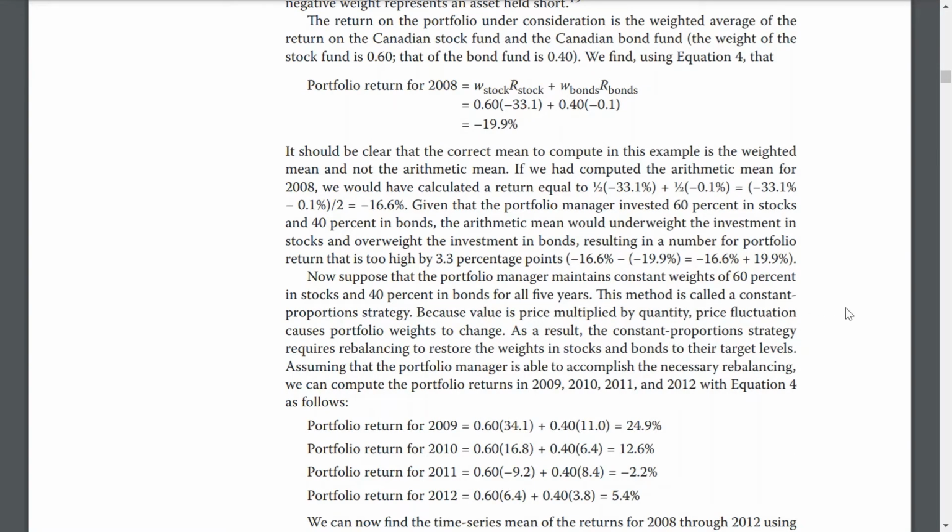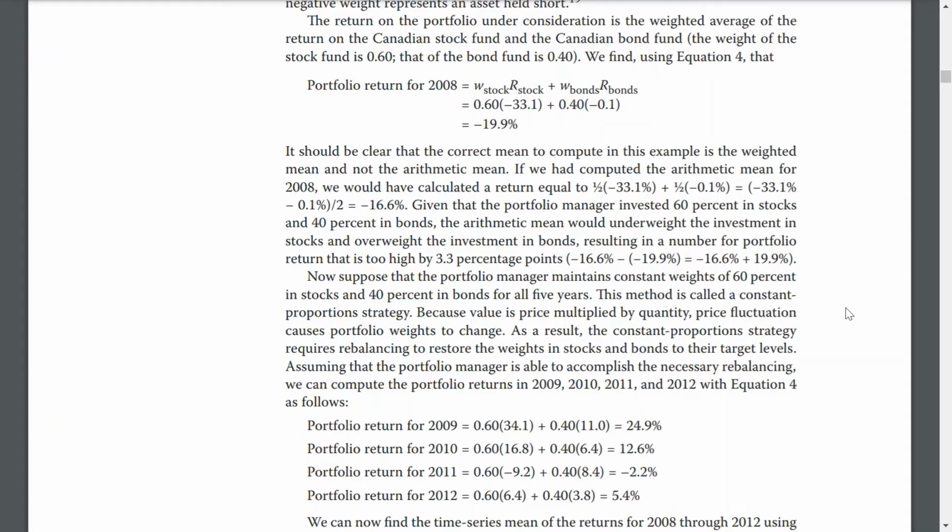It should be clear that the correct mean to compute in this example is the weighted mean and not the arithmetic mean. If we had computed the arithmetic mean for 2008, we would have calculated a return of negative 16.6%. Given the portfolio manager invested 60% in stocks and 40% in bonds, the arithmetic mean would underweight the investment in stocks and overweight the investment in bonds.